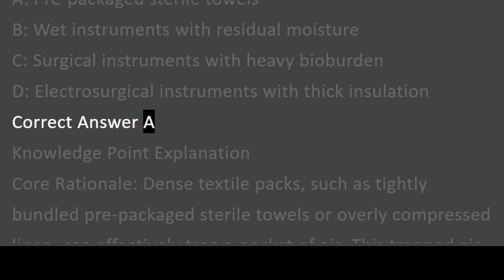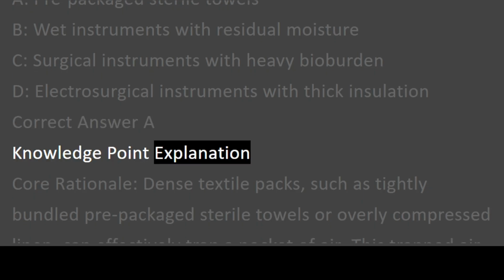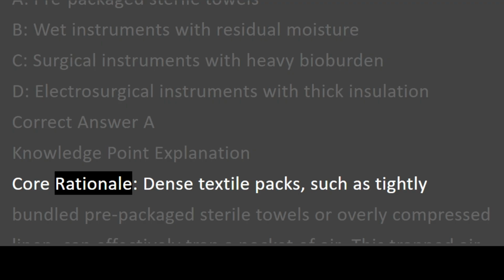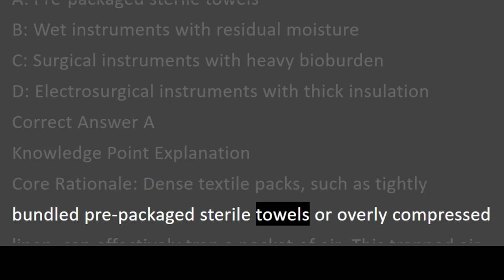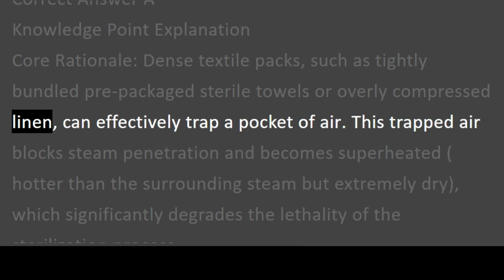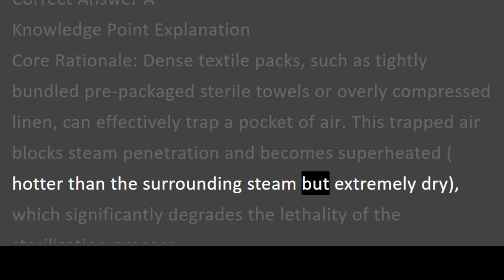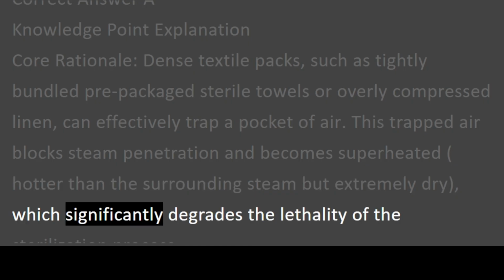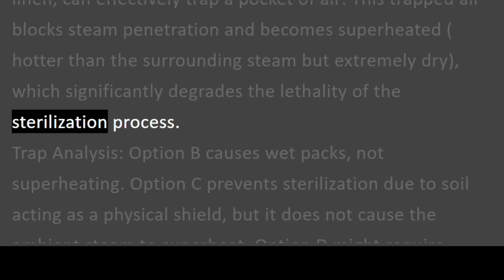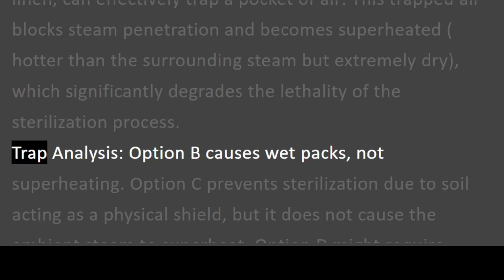Correct answer A. Knowledge point explanation. Core rationale. Dense textile packs, such as tightly bundled pre-packaged sterile towels or overly compressed linen, can effectively trap a pocket of air. This trapped air blocks steam penetration and becomes superheated, hotter than the surrounding steam but extremely dry, which significantly degrades the lethality of the sterilization process. Trap analysis.